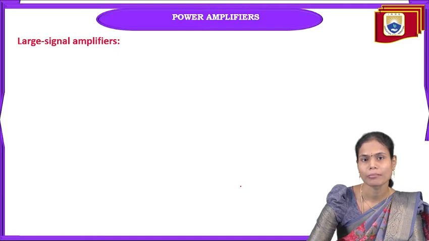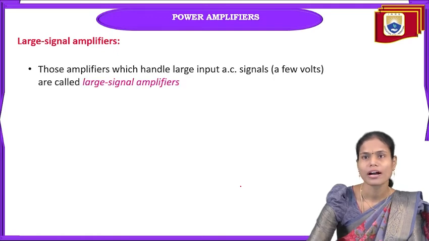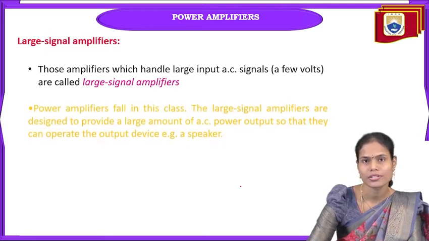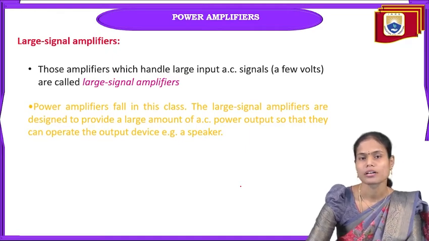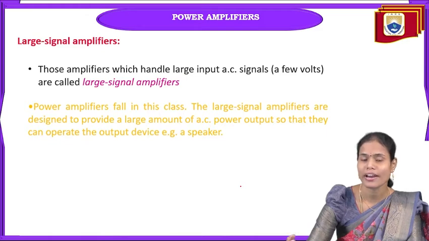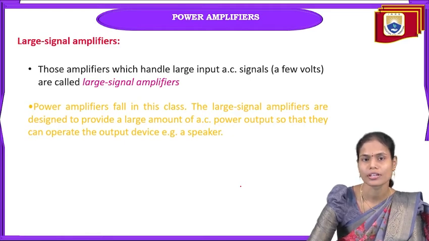So any particular amplifier handling a high range of signals, that is a large input signal, and it amplifies that large input signal, we can call it a large signal amplifier. The power amplifiers we are using come under these large signal amplifiers. These large signal amplifiers are designed to provide a large amount of AC power output, so that we can run different high power applications, for example, a speaker.